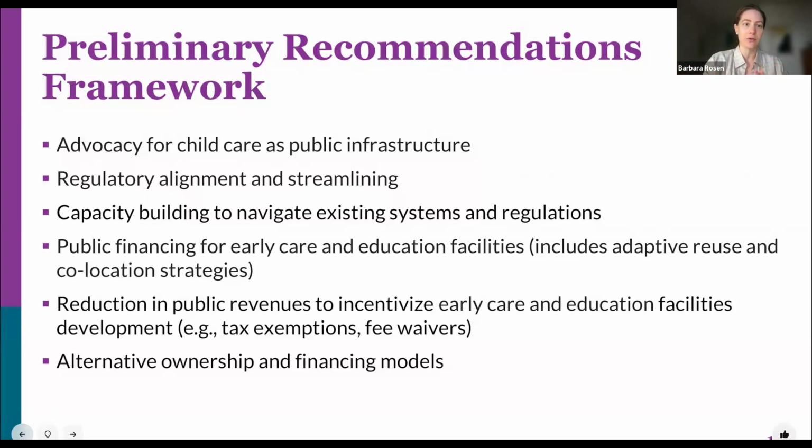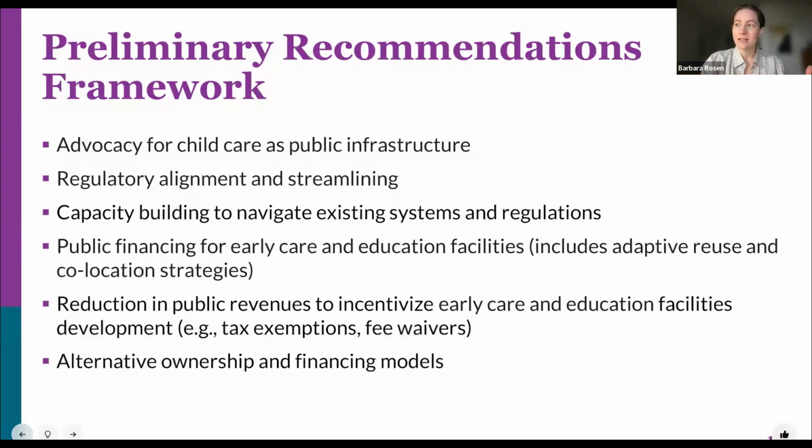So I'm going to walk you through what those are, and then as we develop our own recommendations, we'll likely group them in a similar way. So the first one is around advocacy for childcare as public infrastructure.